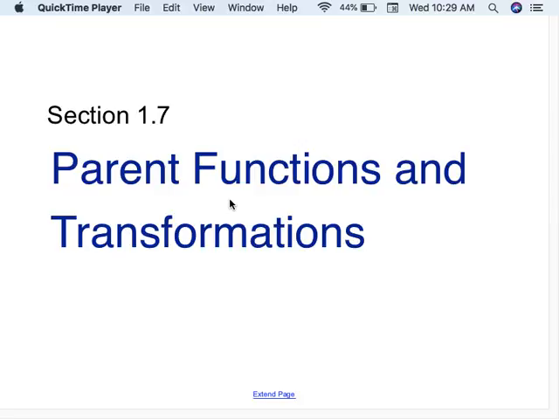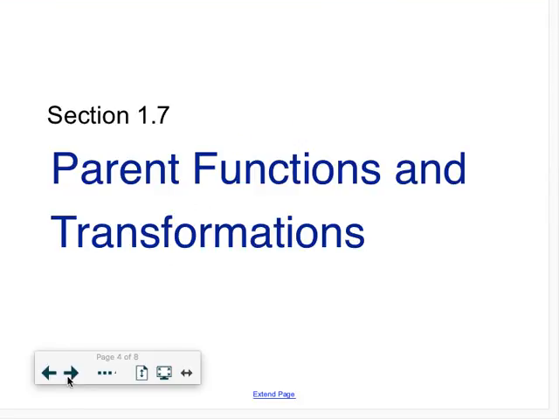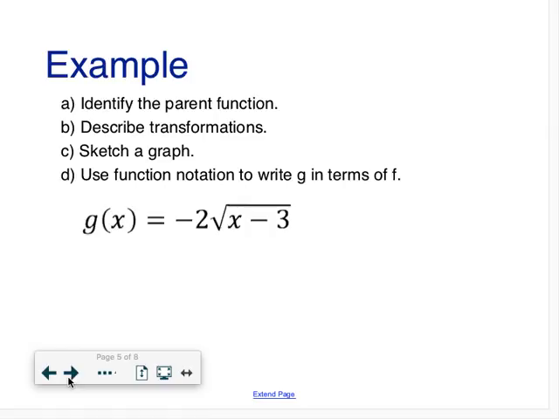So, first thing we want to look at is an example, and this is modeled after what your homework is going to be like. It's going to ask you 4 different things, and to be well prepared for your quiz on Friday, you should feel comfortable answering A through D. So we are given a function g of x, and we want to do these 4 things.